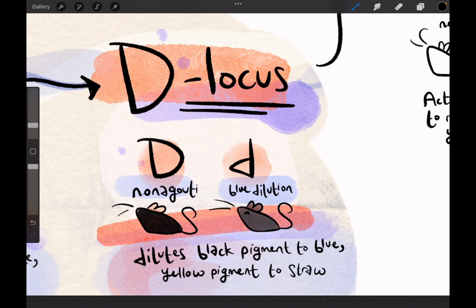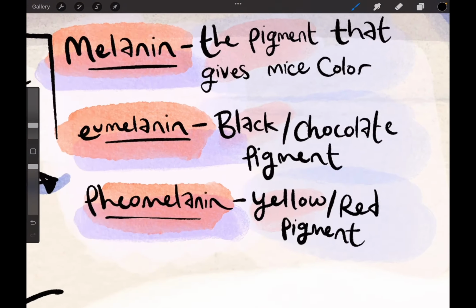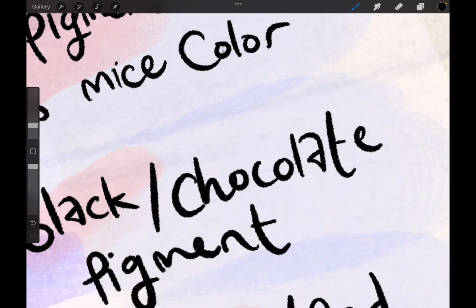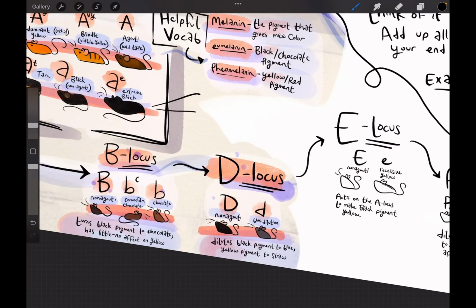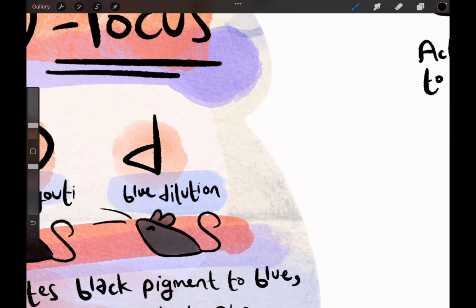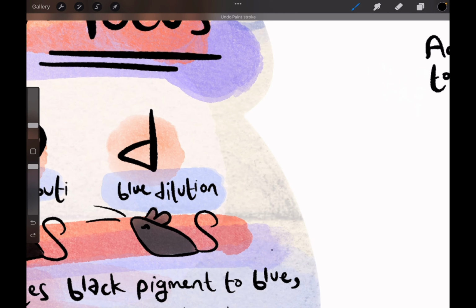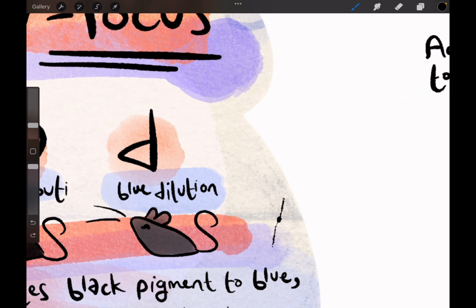Fun fact about blue dilution, to help you understand the function a little bit better: blue dilution is not actually a pigment. If you remember up here, eumelanin is black and chocolate pigment. Nowhere does it mention blue pigment. And if any of you guys are animal nerds, you'll probably know this, but blue pigment is extremely rare in nature. Most of the things we see that are blue are actually structural. The color is caused by the way that light reflects through whatever object it's shining through. So think like the ocean or the sky. They're not actually blue, but the way that the light reflects off of the particles leads to it looking blue.